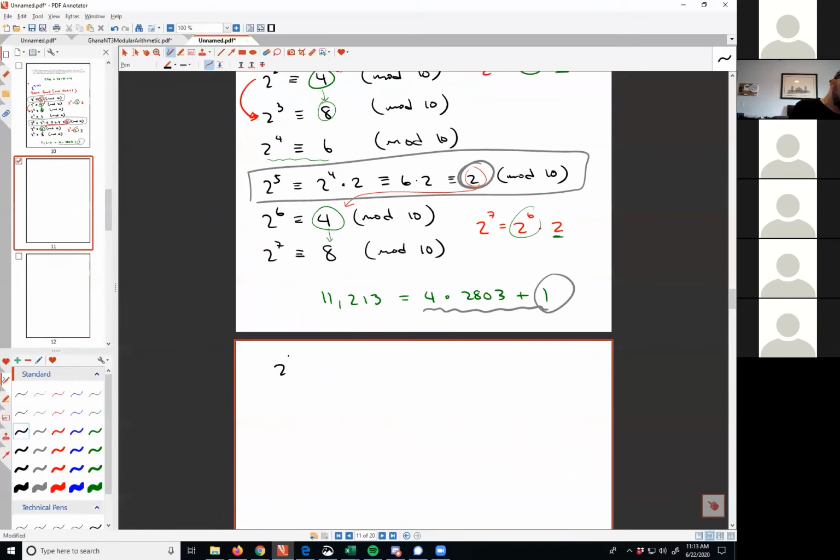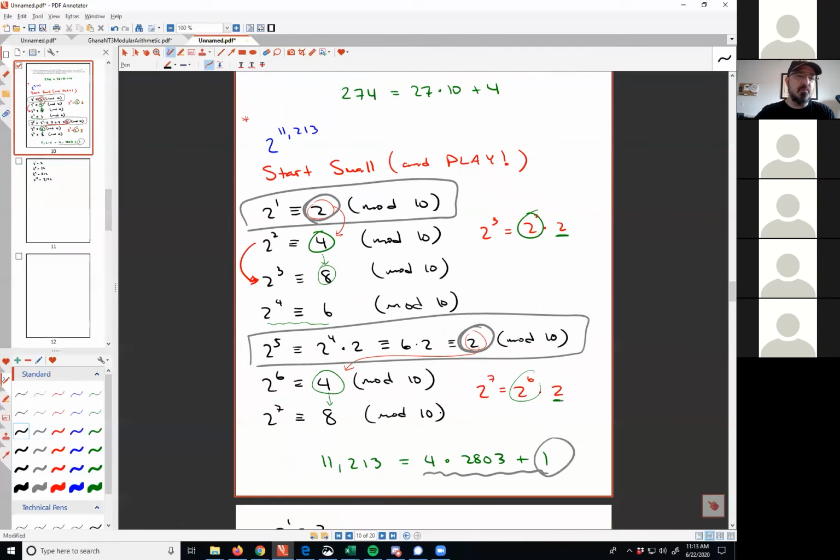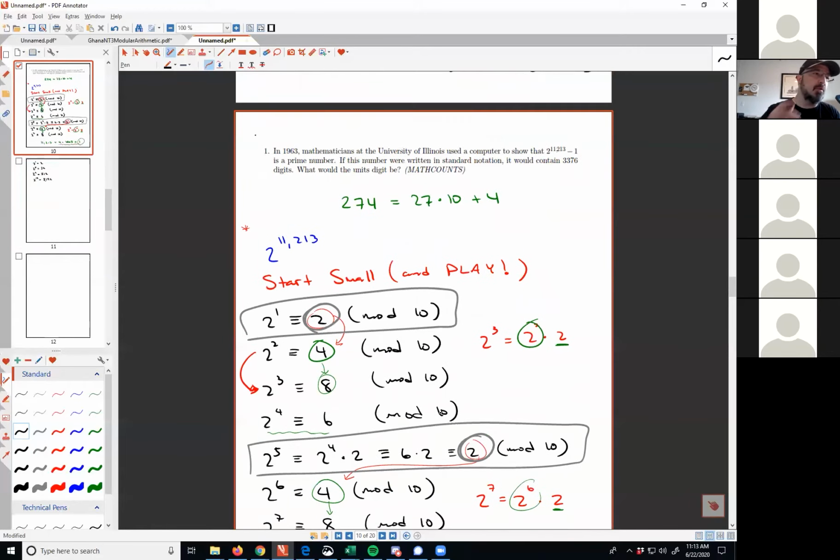2 to the first power is 2. 2 to the fifth power is 32. 2 to the ninth power is 512. 2 to the 13th power is 8,192. So yeah, every fourth one, and these are the ones that are 1 more than a multiple of 4 in the power. So what do we need to do now?